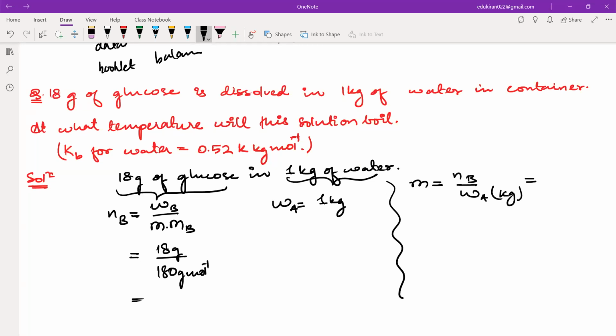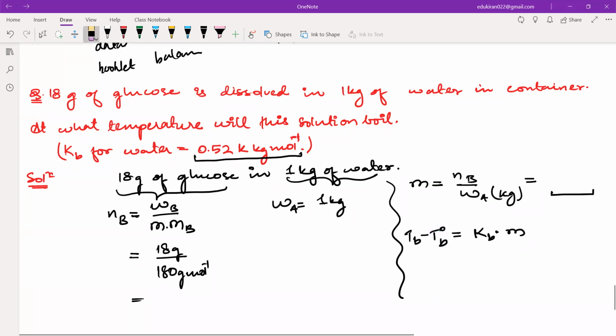After that, what you have to find? You have to find the delta TB. क्या होता है? Delta TB will be equal to TB minus T naught B, which will be equal to KB into molality. You have already got the molality. You have already been given the KB. अच्छा, now in the chat, tell me what will be T naught B. Chat में बताइएगा what will be T naught B. T naught B की वैल्यू क्या होगी? What will be the value for T naught B?